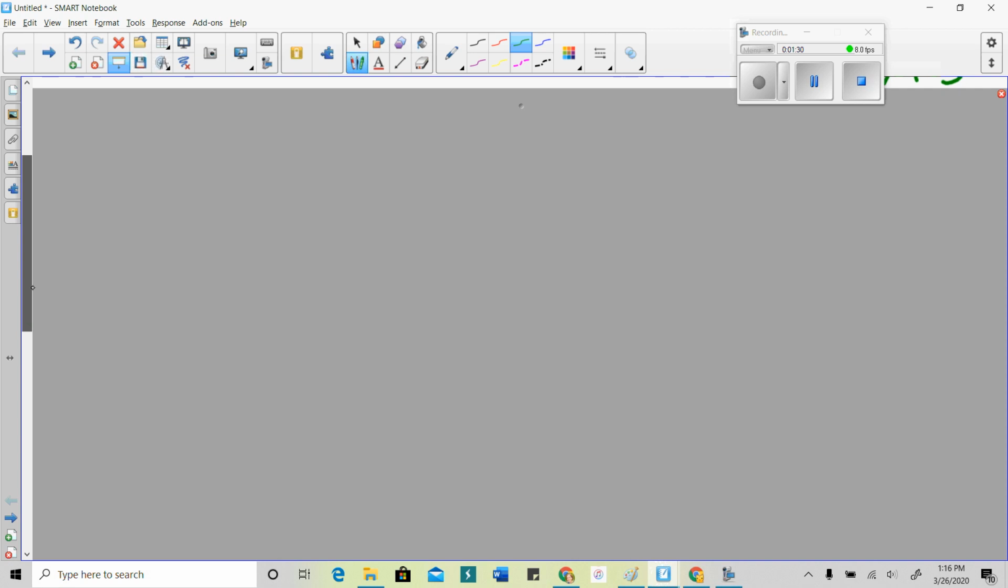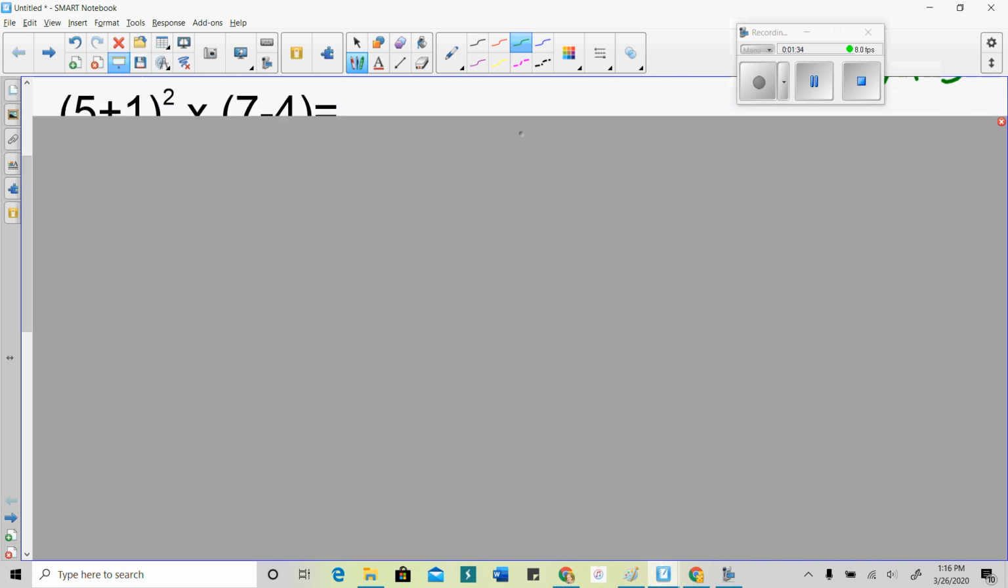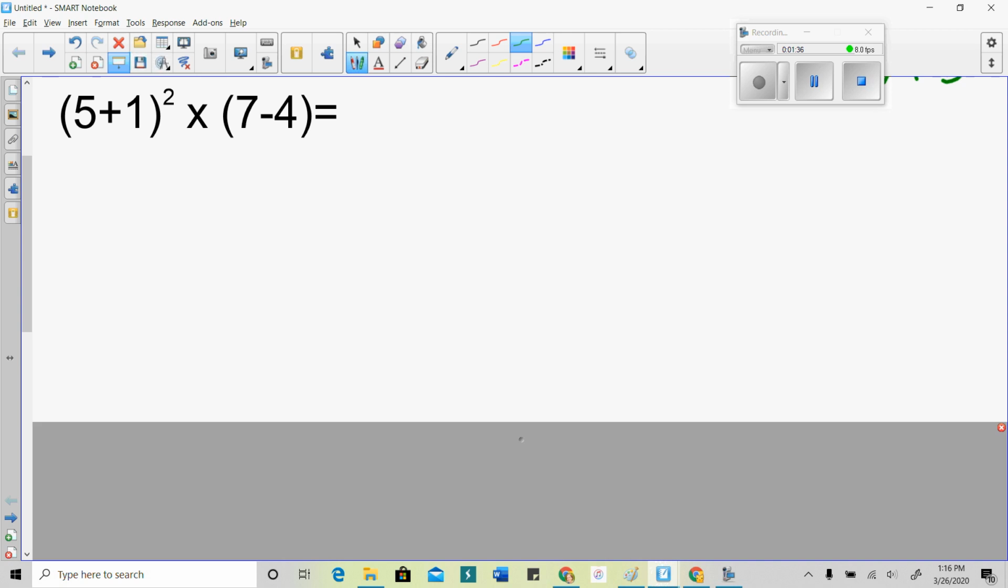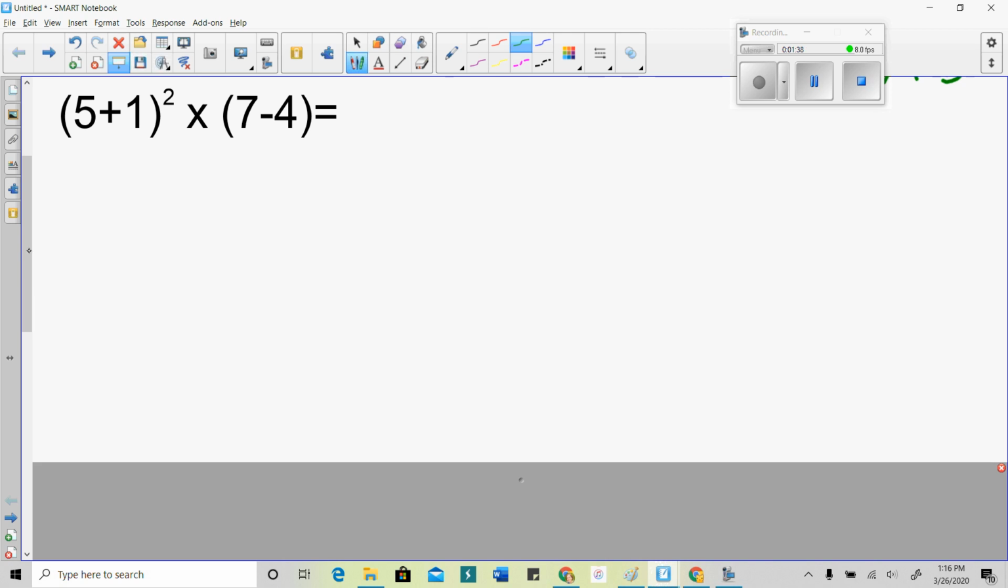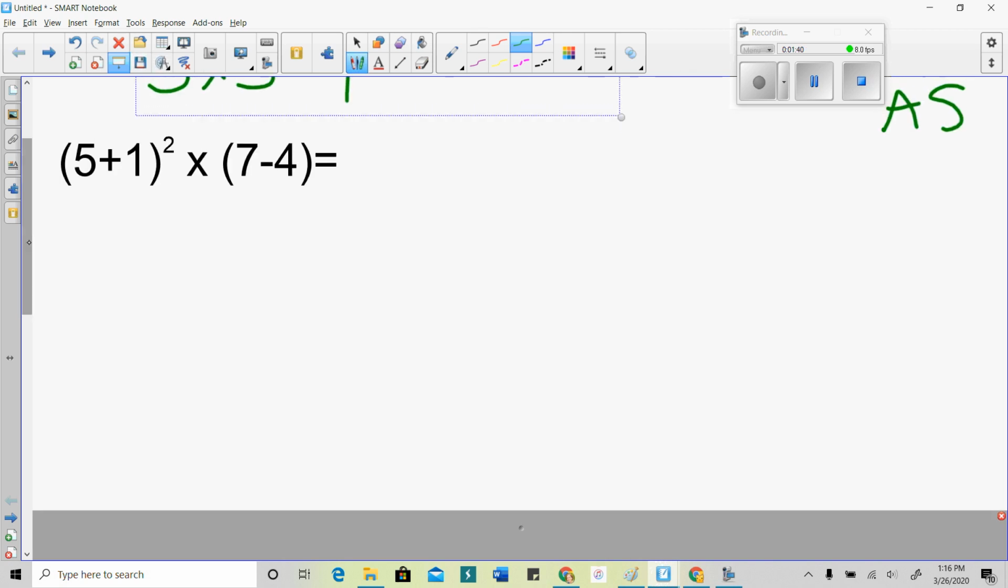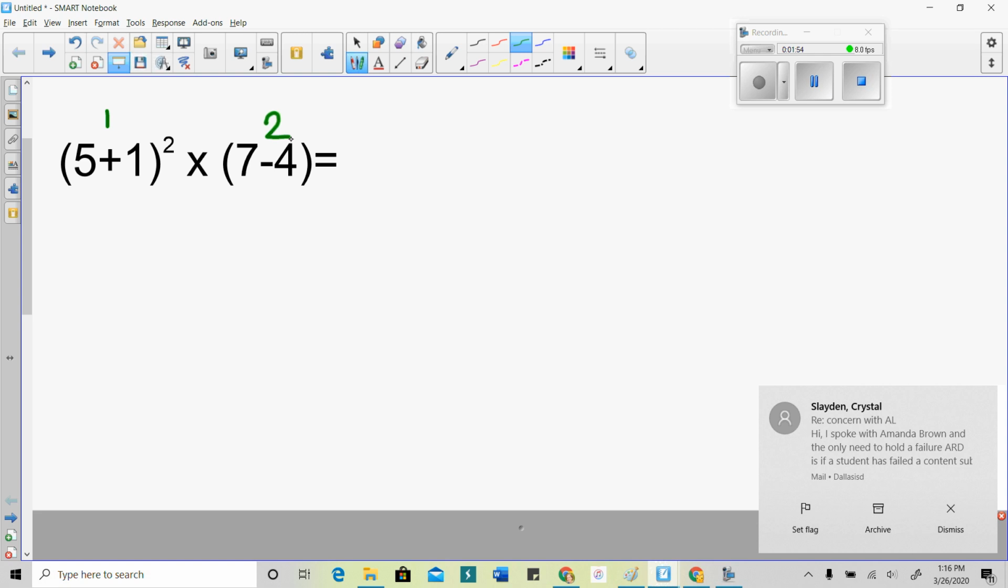So next one, and if you feel you're up for the challenge, go ahead and write it down, solve it on your own, and then unpause it and see how you did. Okay, so looking at this one here, do I have any parentheses? Yes, I do. I have 2 of them. So I would do the one on the left and then the one on the right. Okay, so those are done. My next step would be exponents. Do I have an exponent? Yes, I do. It's right there. So that's going to be my third step.